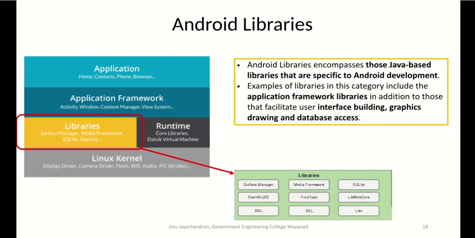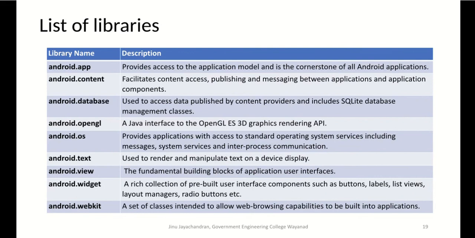Examples of libraries include application framework libraries, in addition to interface, graphics drawing, and database libraries. So I am listing a good number of libraries available in Android. This is just for your information. You can have a large number of libraries ranging from user interaction to advanced communication. These are some of the libraries which are used in Android.